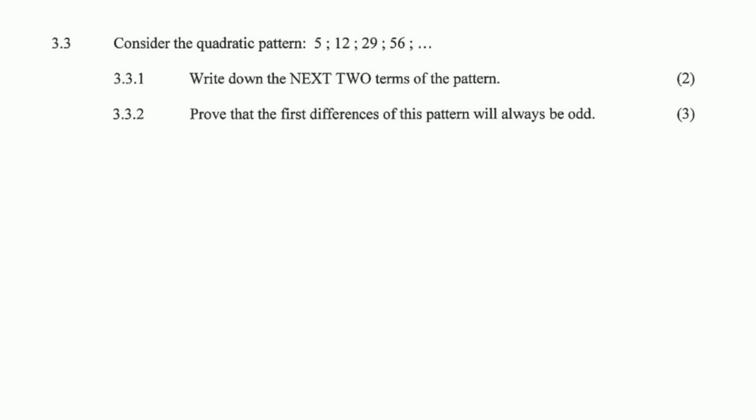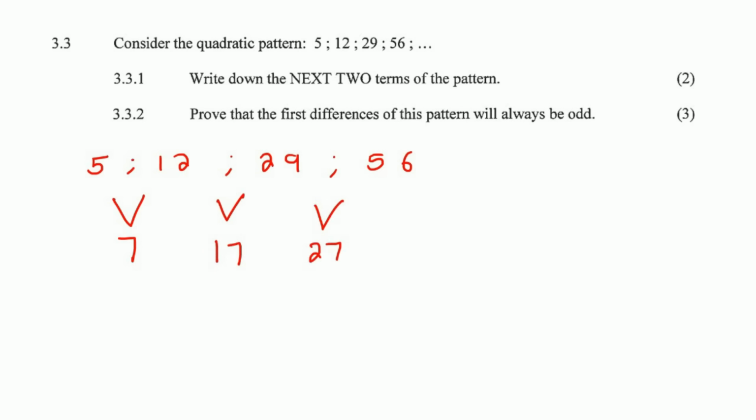Here we have a quadratic number pattern. Remember, a quadratic number pattern is when the second difference becomes constant. So if you have 5, then 12, then 29, then 56, the first differences would be 7, and then 17, and then 27. Then we can work out the second difference, which would be 10, and 10. So you see how it remains constant.